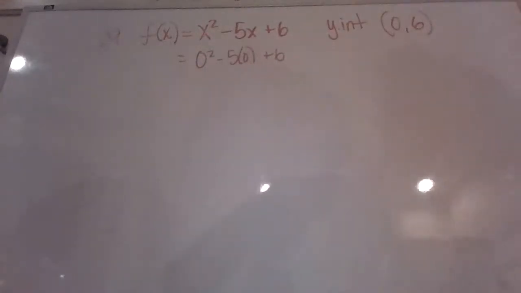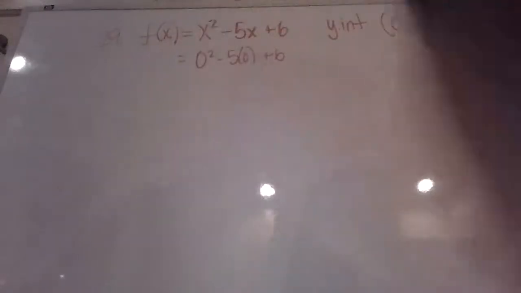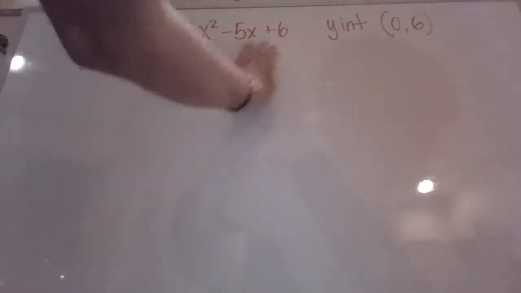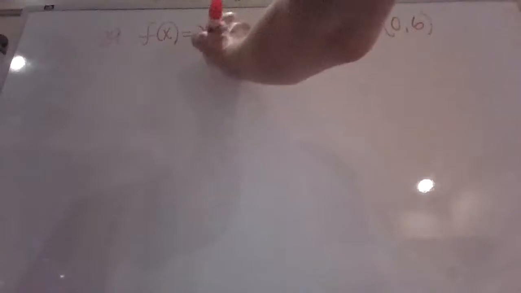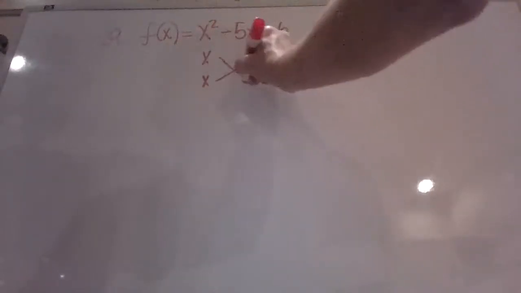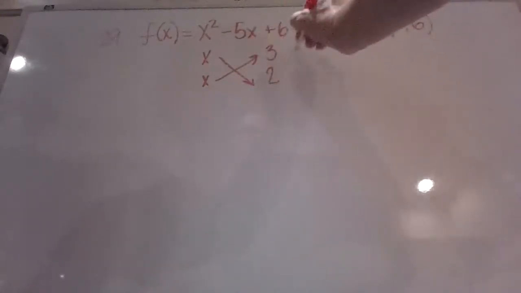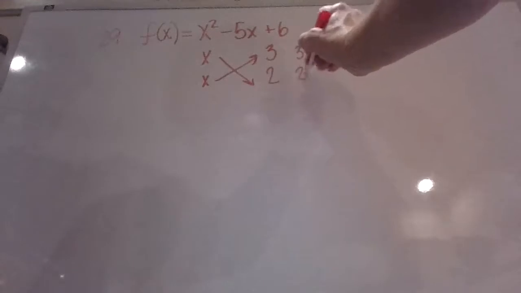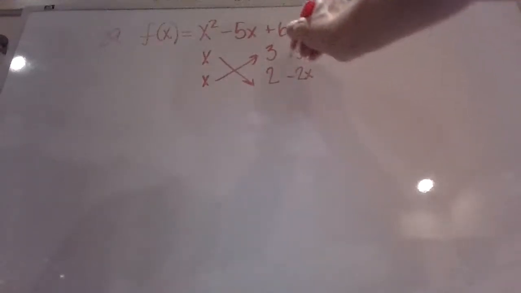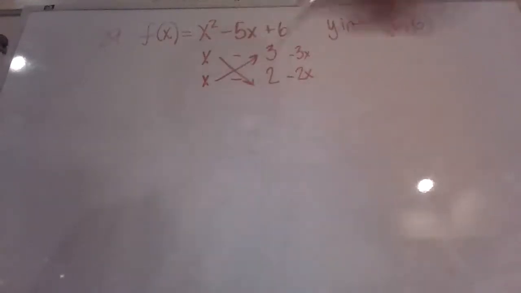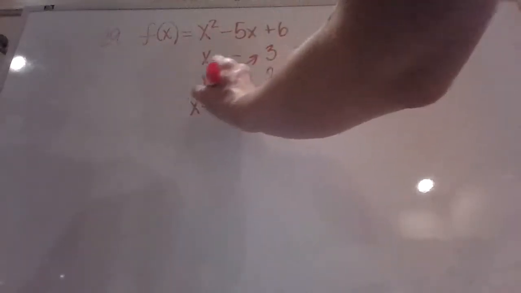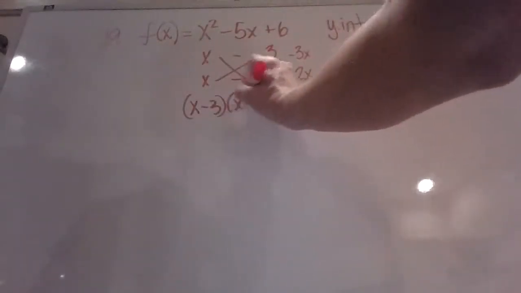Now it wants me to state the zeros. Well, to state the zeros, I'm going to erase this part. We're going to factor these down. So this becomes, what times what equals 6? Well, that's 3 and 2. Multiply up, 3x and 2x. These both have to be negative for it to equal -5. So now I have x minus 3 and x minus 2.